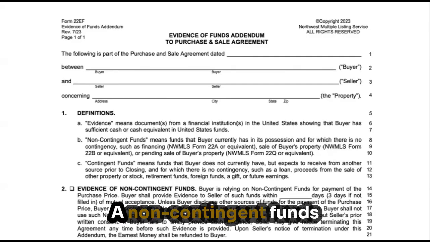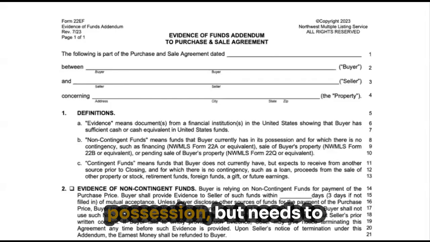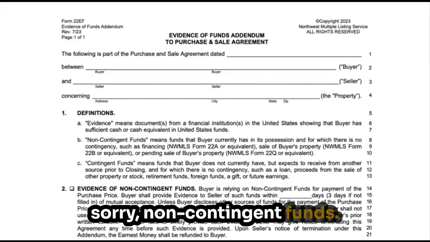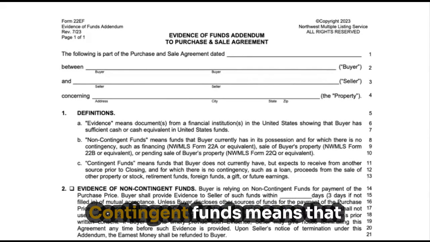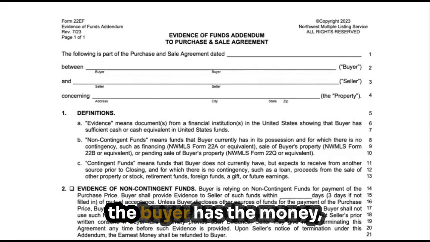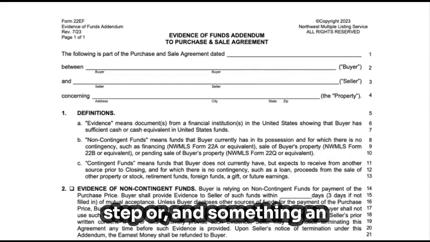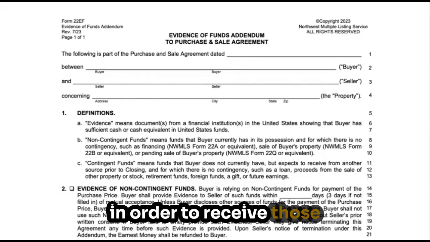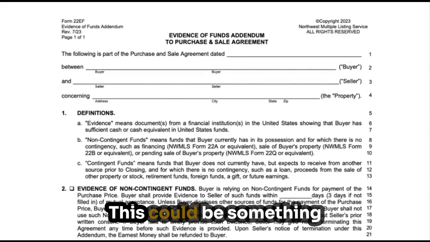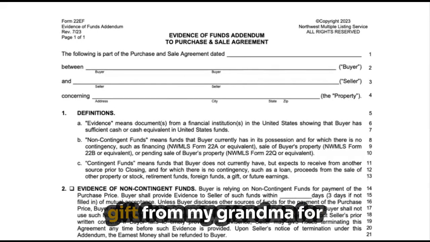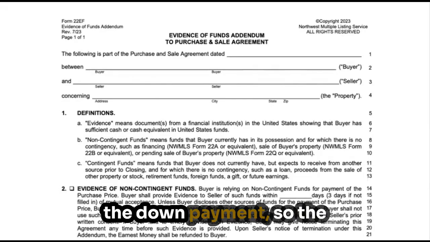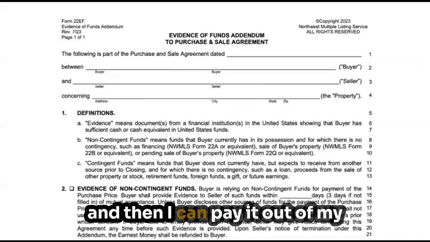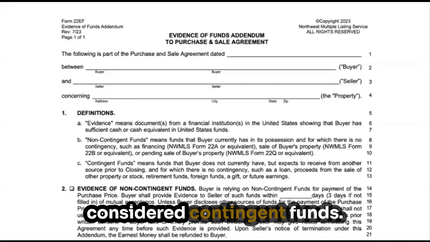Non-contingent funds means that the buyer has the possession. Contingent funds means that the buyer has the money but needs to make one more step or something, an action needs to be done in order to receive those funds to be able to use. This could be something as simple as I'm getting a gift from my grandma for the down payment. So the action needed to take place is grandma needs to transfer the money into my account, and then I can pay it out of my account. That would be considered contingent funds.